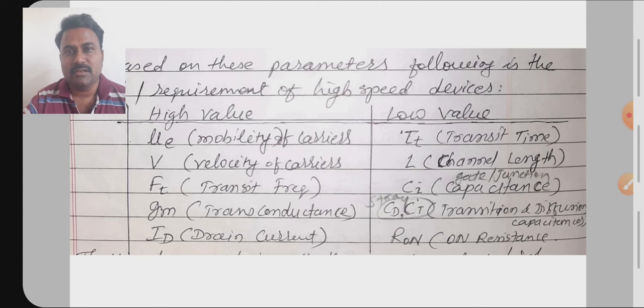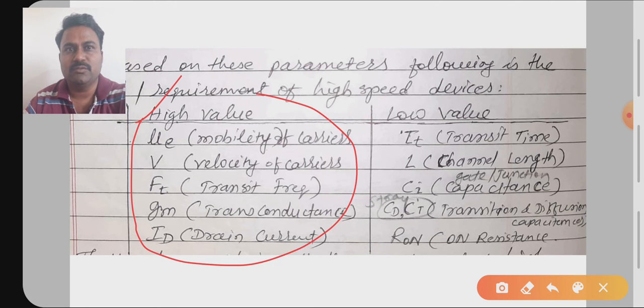As you can see in this table, for various parameters, their values should be high. All these parameters should have very high values: electron mobility, velocity of charge carriers, transit frequency, transconductance and output current.